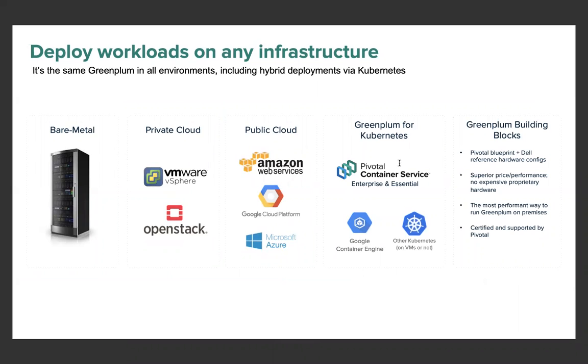GreenPlan can deploy any workloads on any infrastructures. For example, GreenPlan can run in the bare metal in the local machine style. In addition, GreenPlan can run in the private cloud, such as VMware vSphere and OpenStack. In addition, GreenPlan can run in public cloud, such as Amazon Web Services, Google Cloud Platform, and Microsoft Azure.